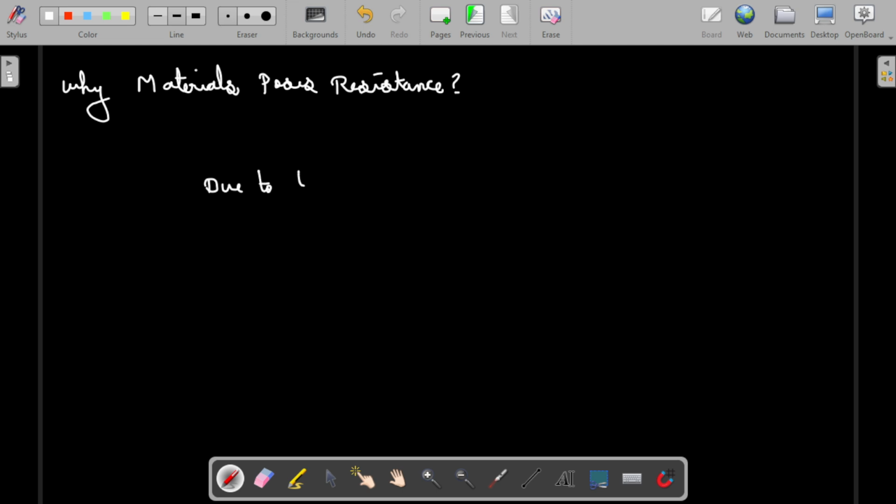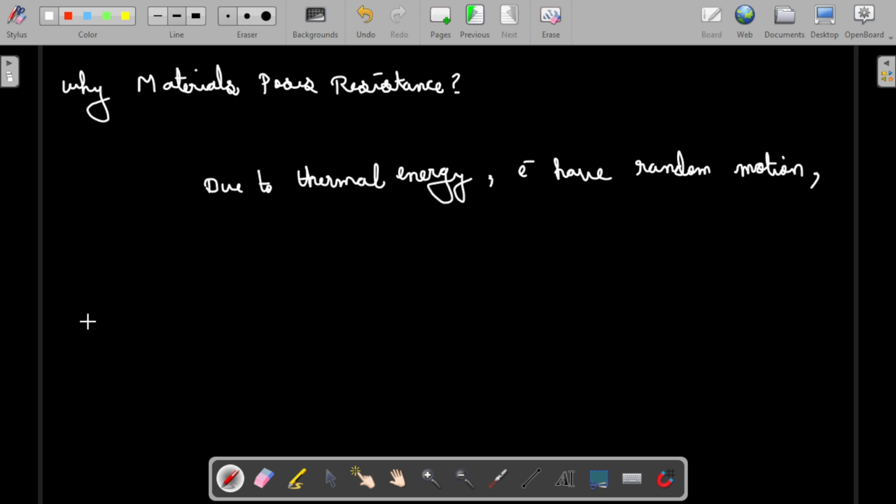So what they are saying is that because of thermal energy, electrons have random motion, while the kernel vibrates about its position.